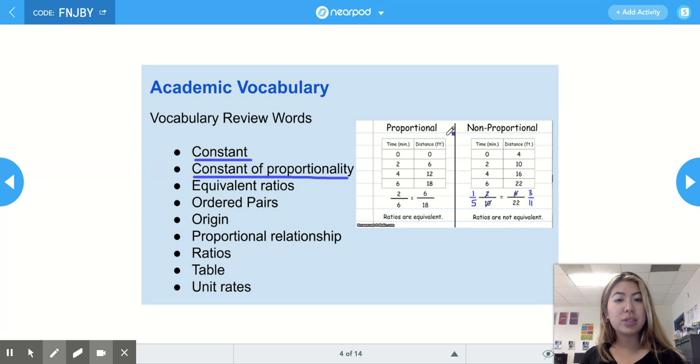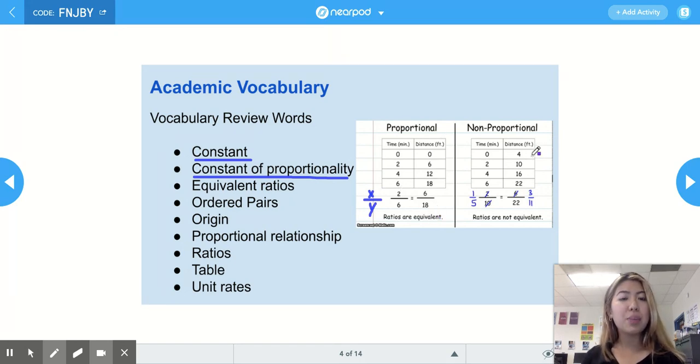Equivalent ratios. So in this example picture right here, we have a table and we have a proportion. So that's 2 equivalent ratios. We have the x value on top and then the y value on bottom. So 2 comma 6 actually becomes 2 over 6, and 6 comma 18 becomes 6 over 18. And if we reduce or simplify both fractions, we get 1/3. So that's how we know that the ratios are equivalent, and that's what makes this table a proportional relationship.